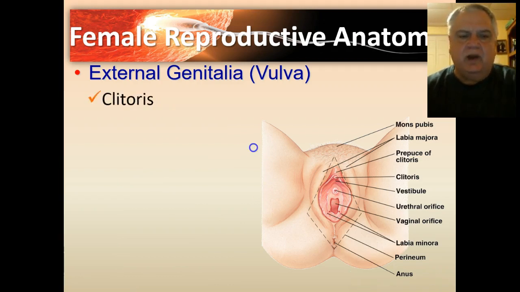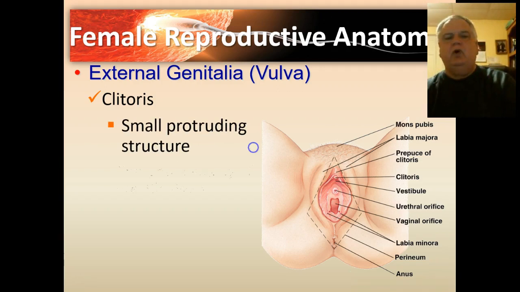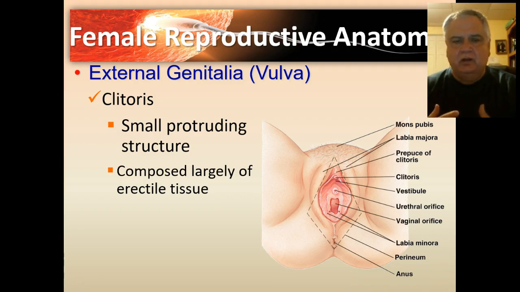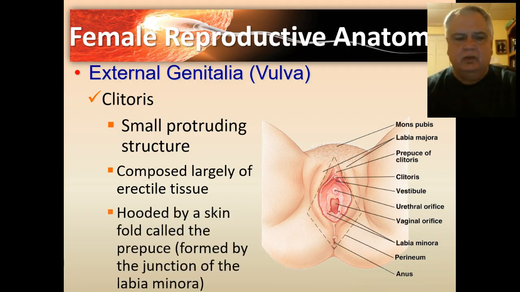The next structure we have is the clitoris. The clitoris is a small protruding structure that is composed largely of erectile tissue. So just like with the penis, it has vascular spaces in it that can become engorged with blood, and that can cause a firmness or kind of an erection of the clitoris.